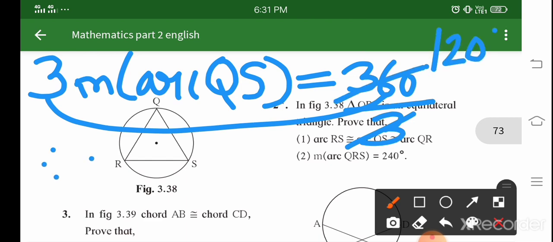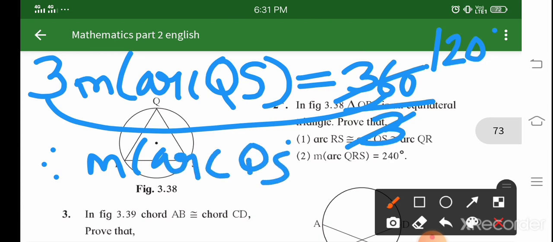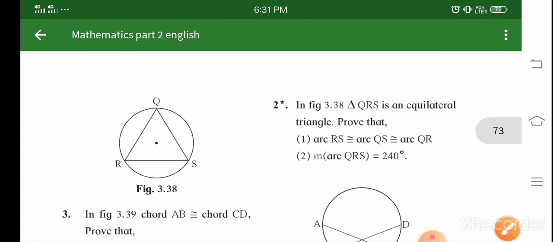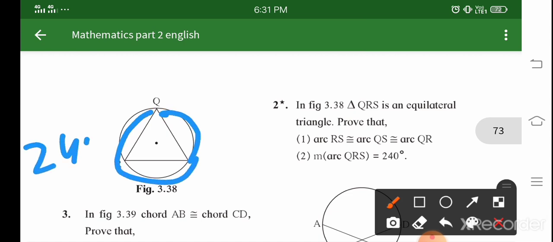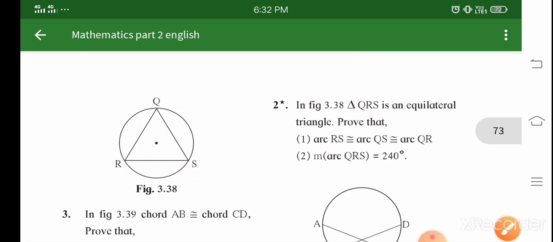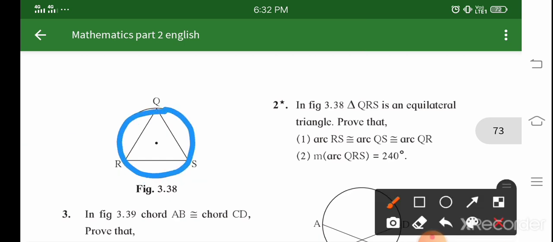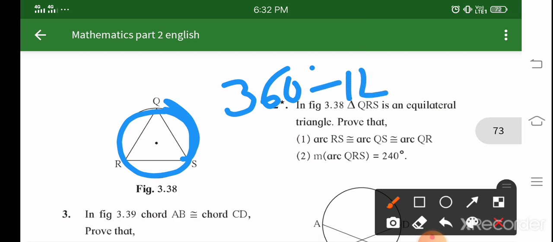So therefore the major arc QS is 120. Okay, this is clear. Now we got the value of major arc QS only. We have to prove that QRS is 240. As we know, the whole circle has a full measurement of 360. So you can just subtract QS from 360. 360 minus 120, so it will be proved.